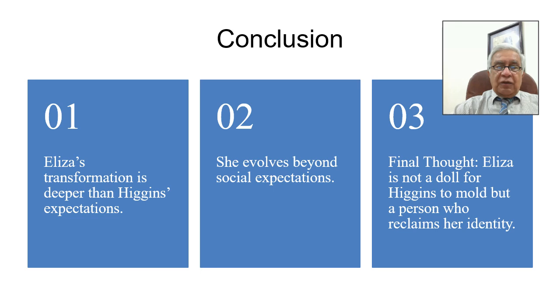We can conclude by thinking that Eliza's transformation is deeper than Higgins' expectation. She evolves beyond social expectations. Eliza is not a doll for Higgins to mold, but a person to reclaim her identity. So we can also close the whole discussion by thinking that this man, Professor Higgins, was willing to convert her into a lady, but after that, if she becomes independent, he was not willing for that. He tried to make an experiment, and as a result, when she had gained all confidence, she claimed a different space for herself, and Mr. Higgins was not ready to give that space to her.